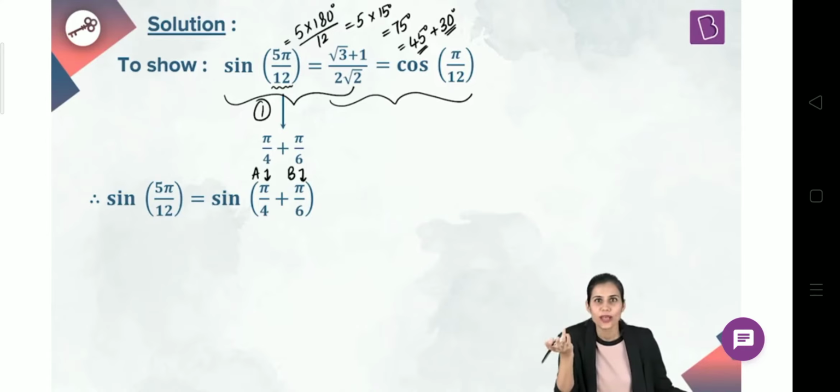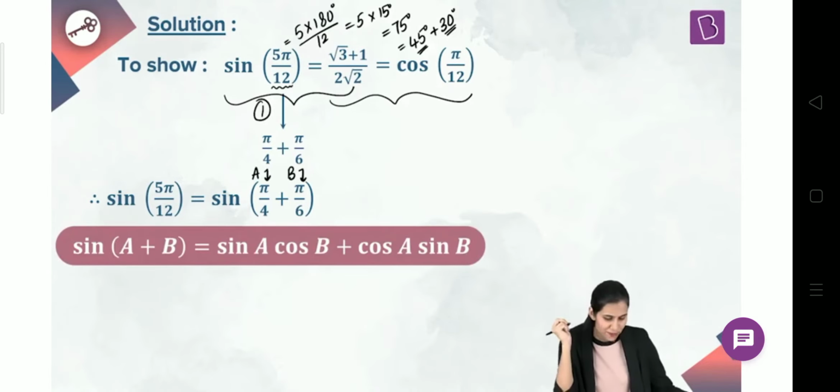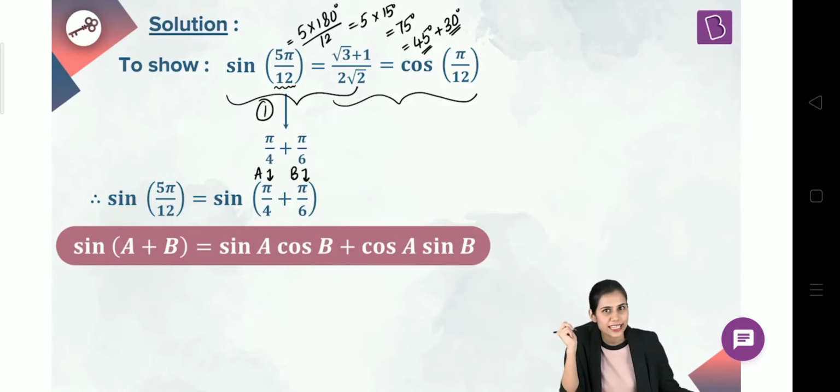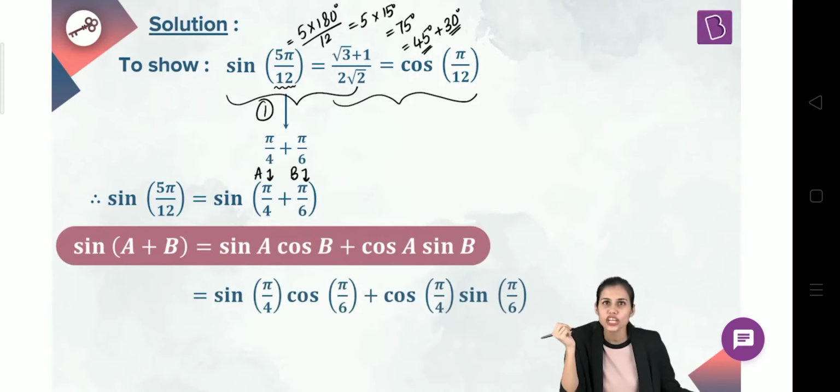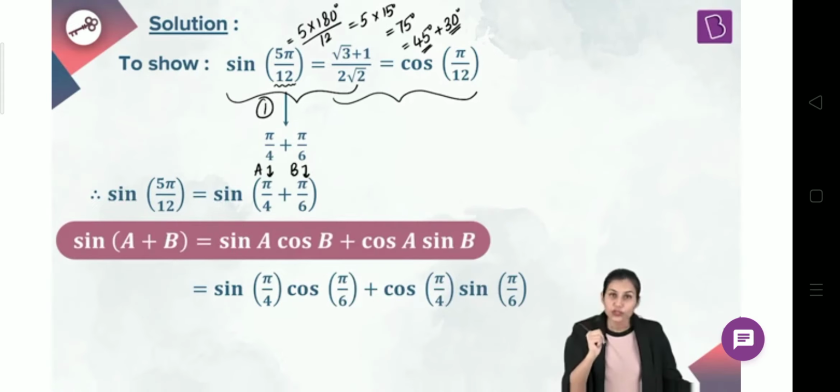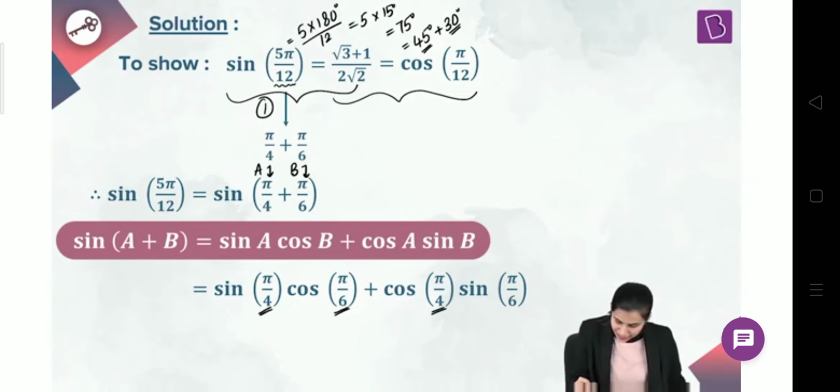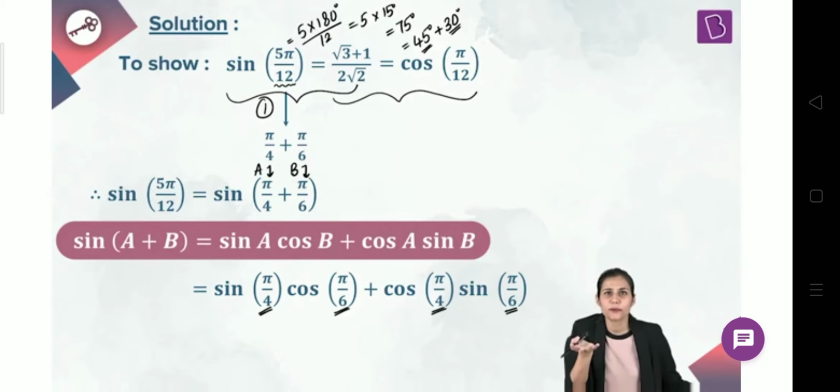And now, well, this is enough of a hint to use the identity sine of a plus b is sine a cos b plus cos a sine b. So expand the right hand side using this particular formula. You get an expression involving sine and cosine ratios of these angles, which of course you remember at the tip of your tongue, isn't it?